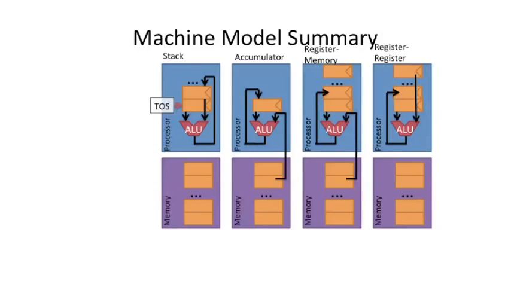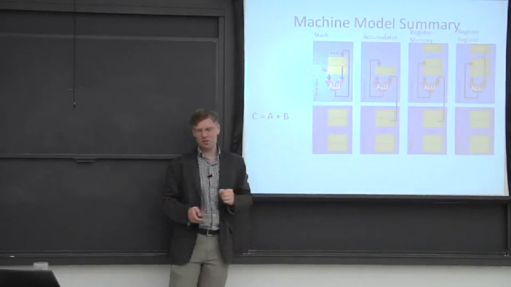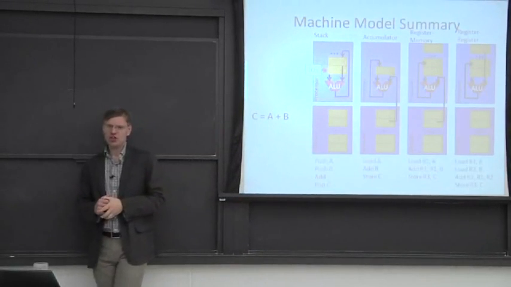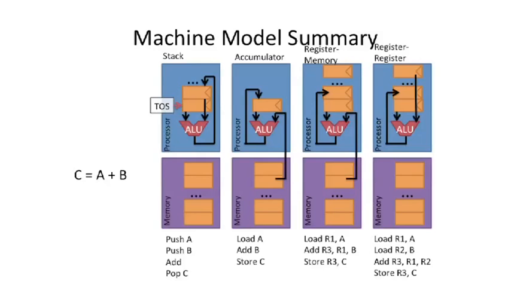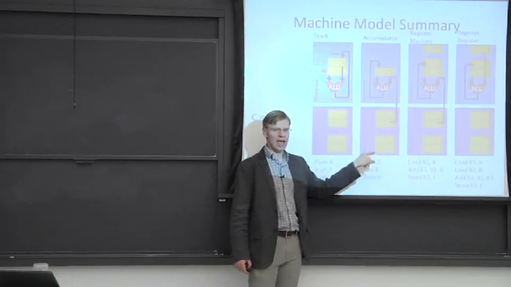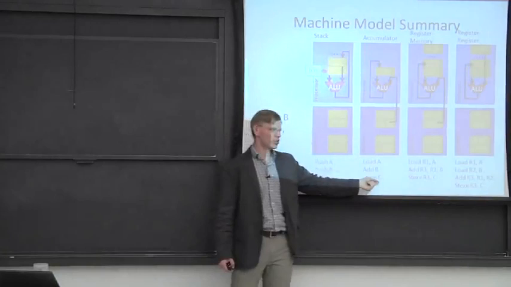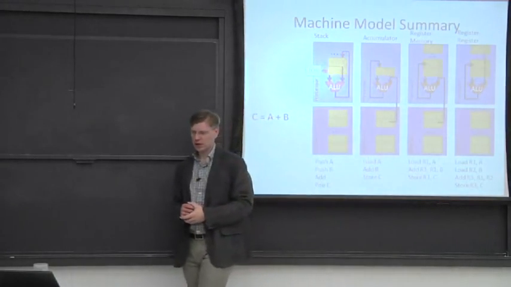OK, so to summarize different machine models, we have our stack, accumulator, register and memory, and register, sometimes called load store architecture. If we want to take some expression here like C equals A plus B, we can look at the instructions that would have to be generated on an abstract architecture. So here we're going to have push A, push B, add, pop C. As we add more naming, we can potentially have fewer instructions. So we load A, add B. Note here, we don't have to name what we're adding with because we're adding with the accumulator. And then store C. It starts to get a little bit more compact.